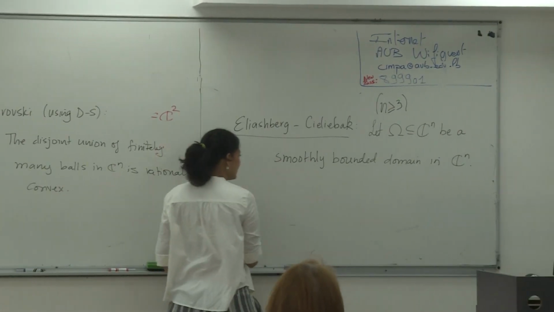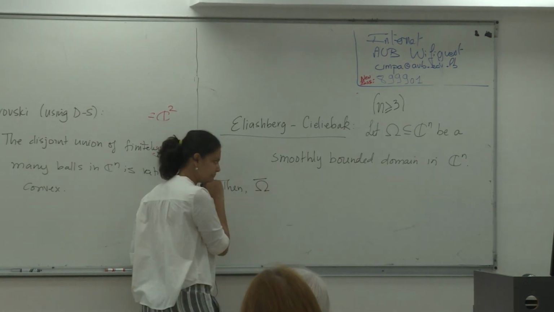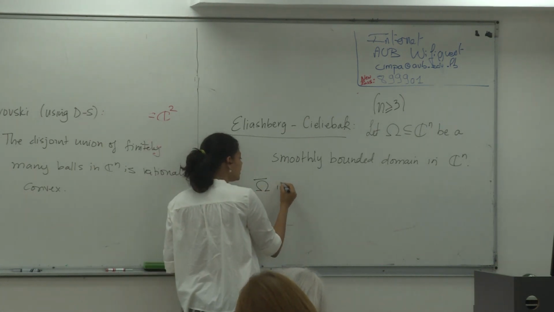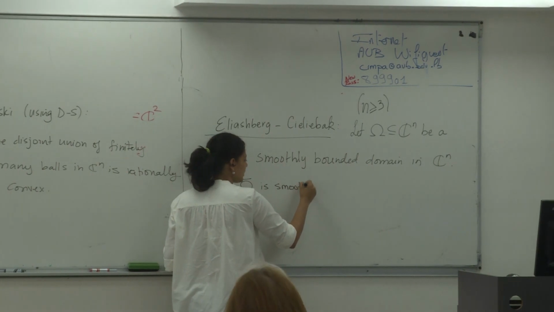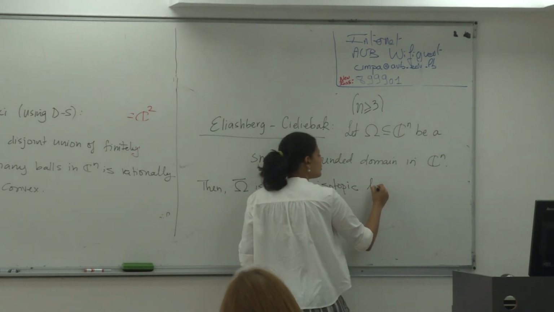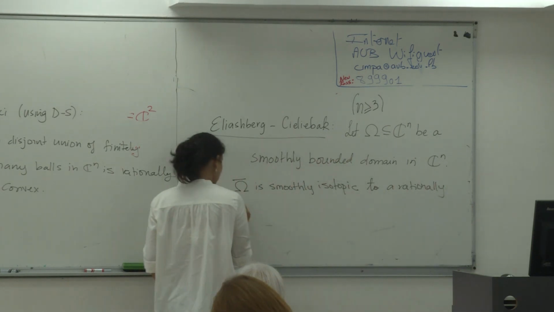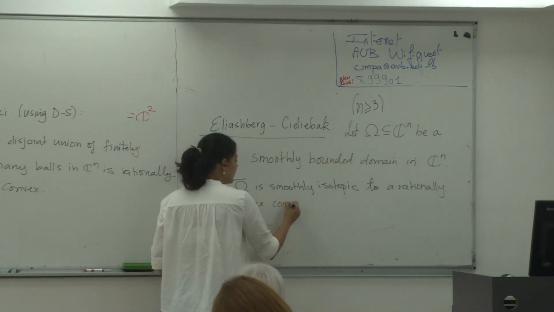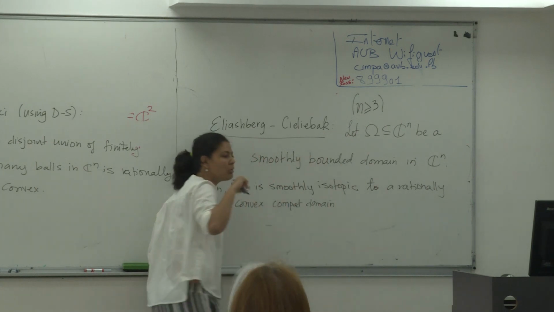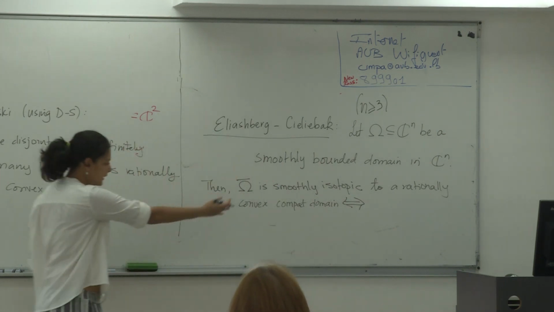So you have a smoothly bounded domain in Cn, then omega closure is smoothly isotopic. It's okay if you don't know what this means, but it just means that you can somehow deform it to a rationally convex compact domain, and they use this phrase, compact domain. By compact domain, they just mean closure of a bounded domain. If and only if, and they have a condition which I'm going to write down.